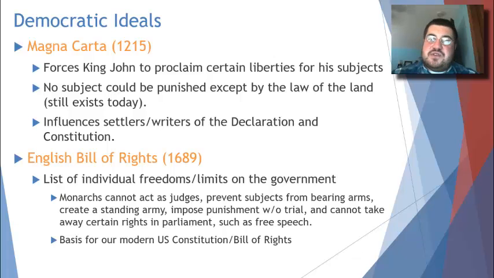And this document influences the writers of the Declaration of Independence and the Constitution. So we have some of these ideals in our documents today. And also, the English Bill of Rights lists individual freedoms and limits on the government, and this is kind of what our Bill of Rights and U.S. Constitution is based off of, such as monarchs cannot act as judges, you can't prevent subjects from bearing arms, so that's our Second Amendment, the right to bear arms.